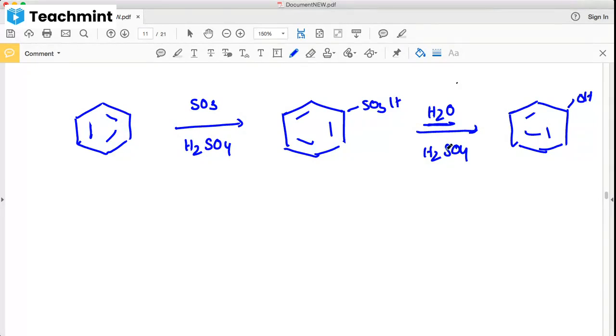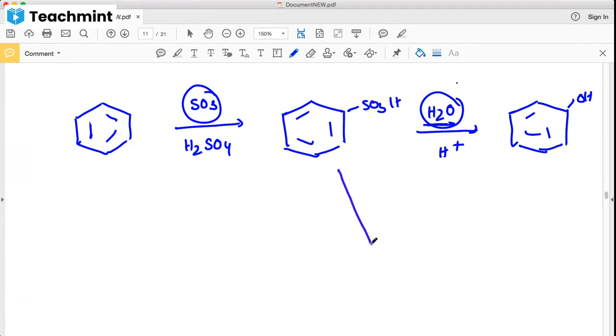You see, the major difference is that here SO3 fumes are there, and here the water is there. That's the only difference. When you react with water in presence of H plus, not only sulfuric acid, you can use any acid, so you can simply write H plus. This benzene sulfonic acid will convert into phenol. This is another way. The conversions can be done in many ways, and you can use any of them.